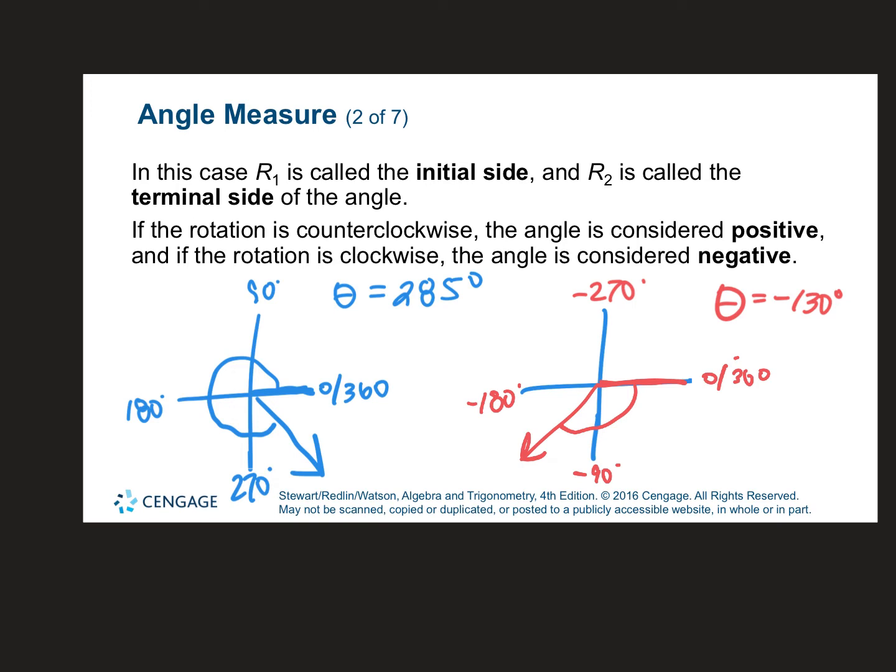You always start right here on the positive x part. If it's a positive number, you go around counterclockwise. If it's negative, you go clockwise. Questions? Very good, guys. Yes, sir. Wouldn't that be negative 360? Yes, that's what that is right there. A little tiny negative sign.